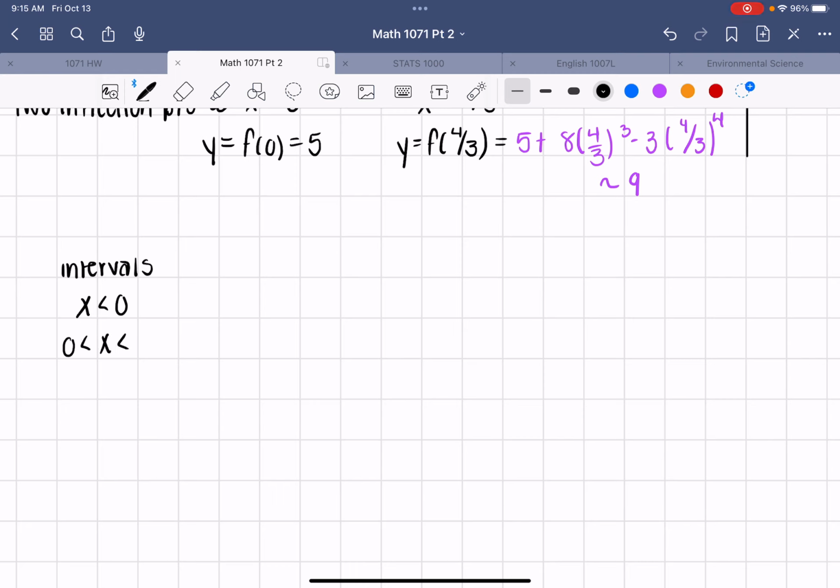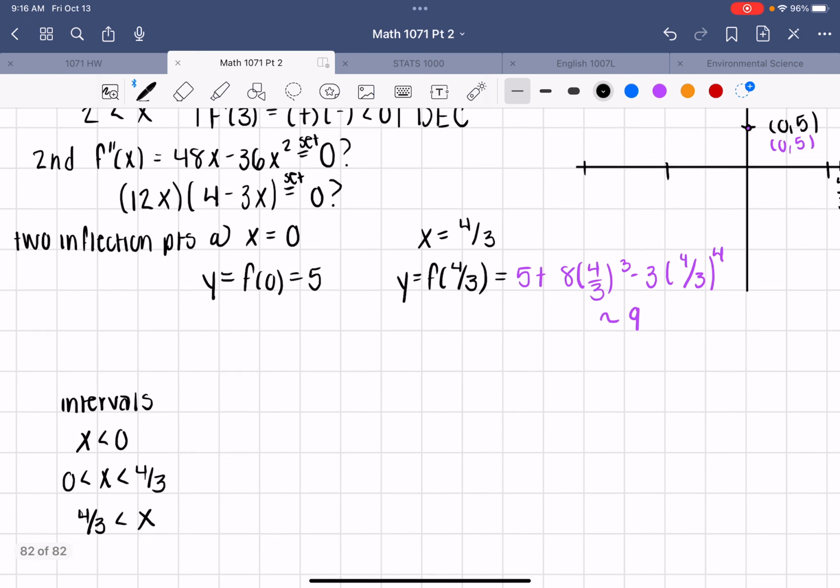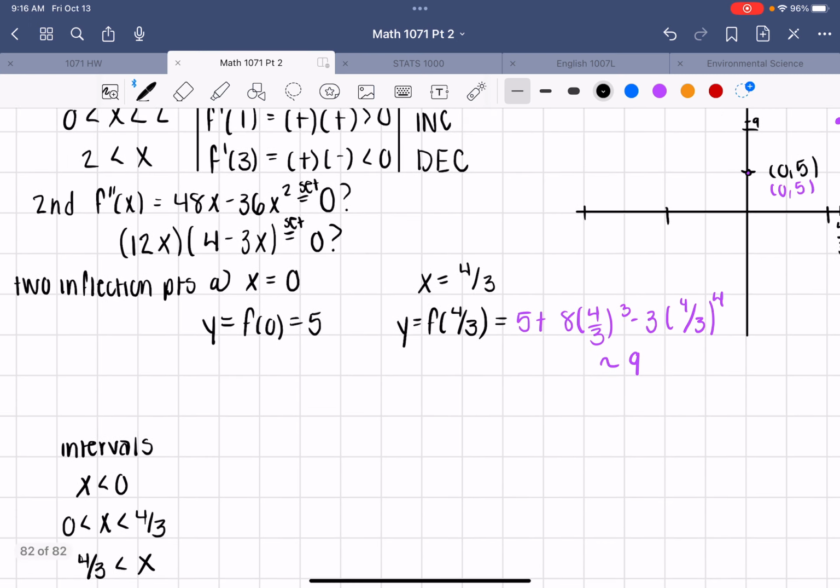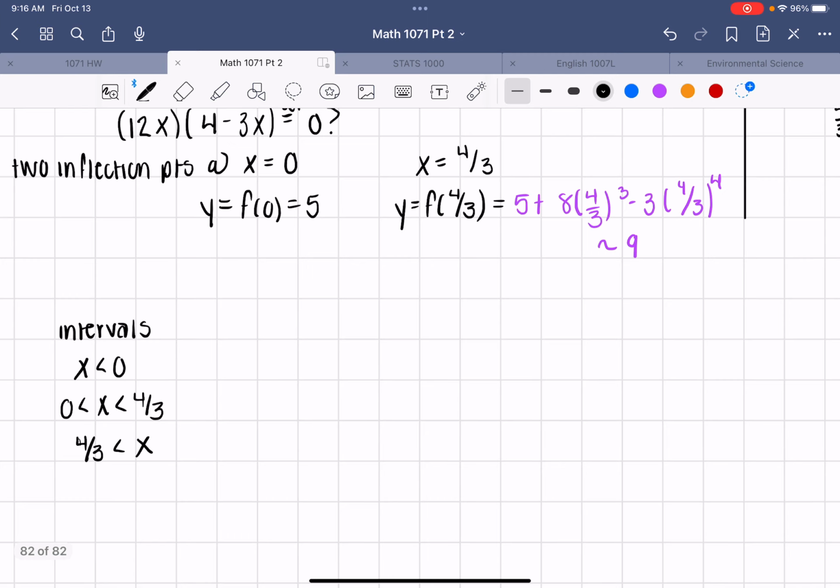So let's take f double prime of -1. Sure, you could plug it into here, but isn't the factored form easier? So that is negative and that is positive. X is -1, so that is a negative factor. And if that's -1, that's positive. A negative times positive is negative, the concave down.